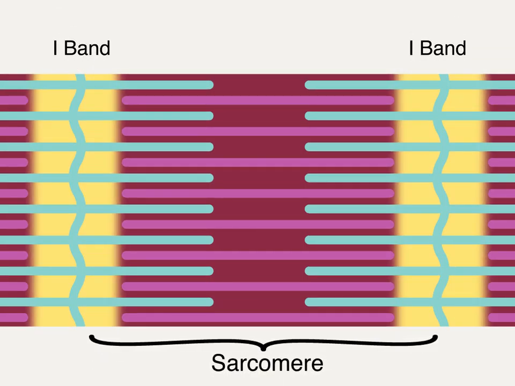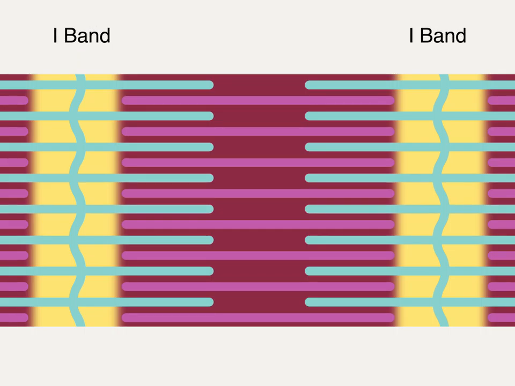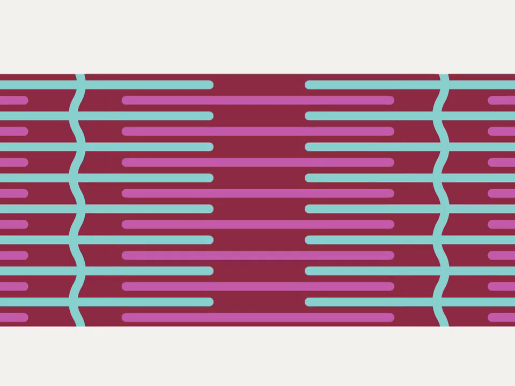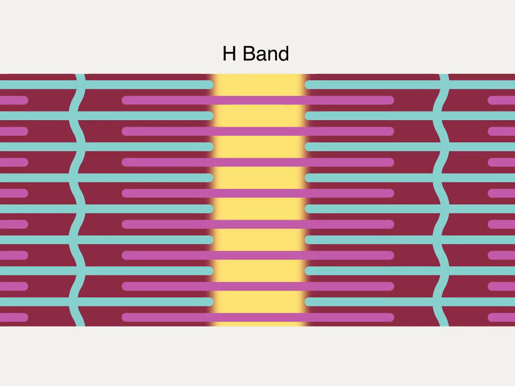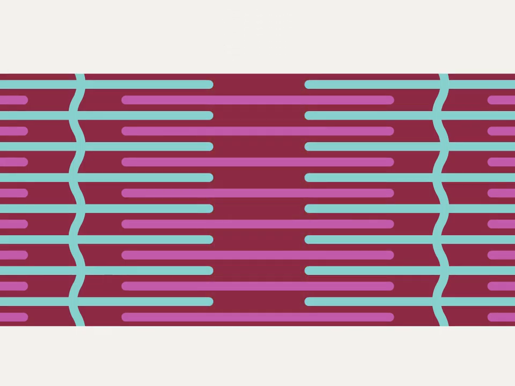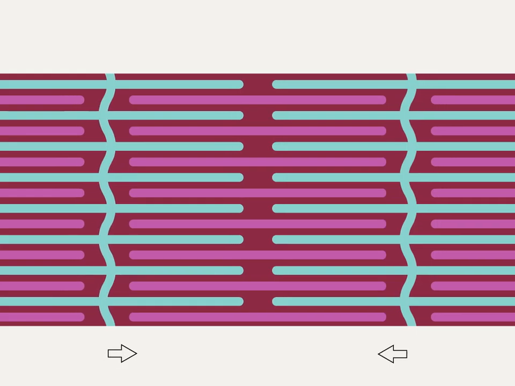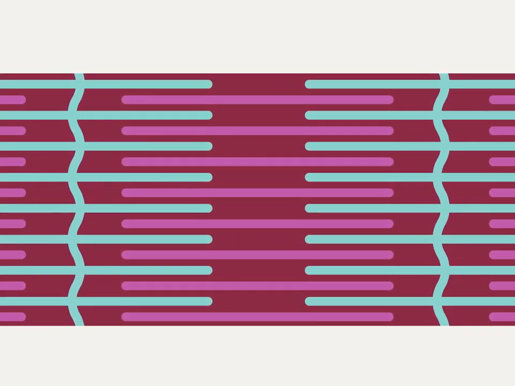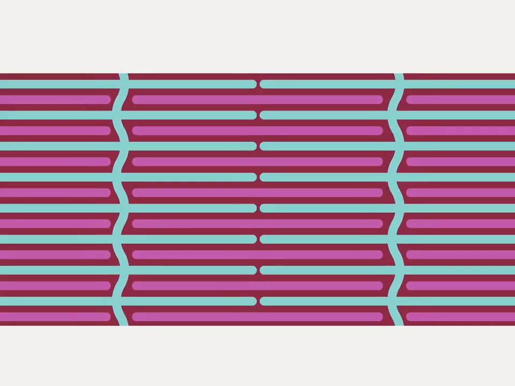The I-band contains only actin filaments. The A-band marks the length of myosin fibers, which partially overlap with actin fibers. The H-band marks where the actin overlap ends and contains only myosin fibers. When the muscle contracts, actin is pulled towards the center of the sarcomere, so the H-band and I-band nearly vanish.